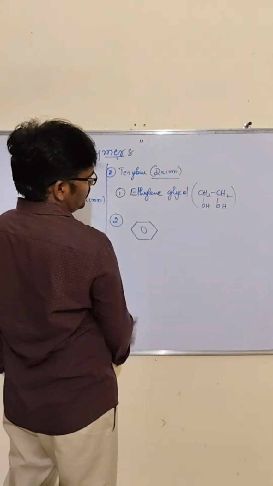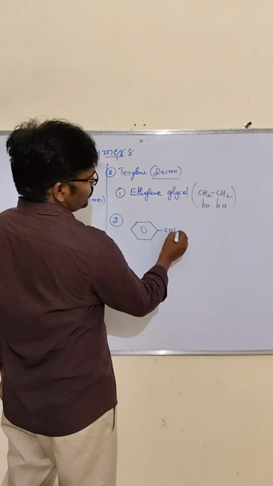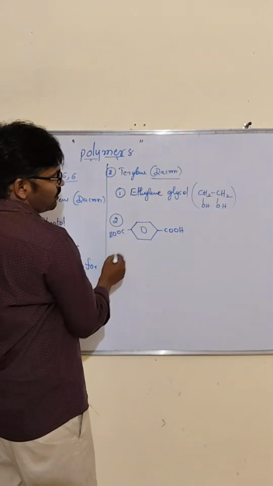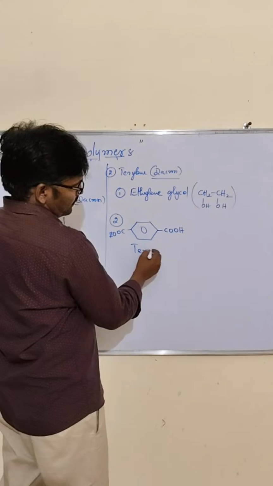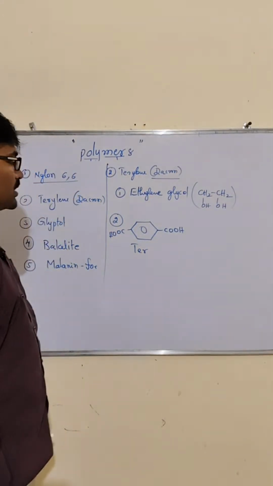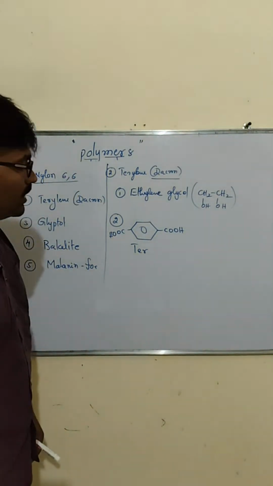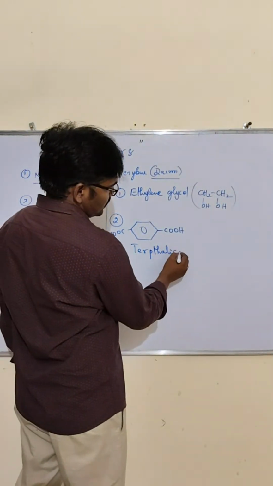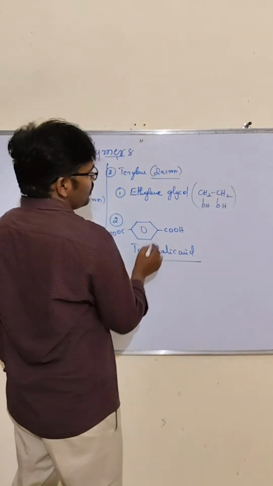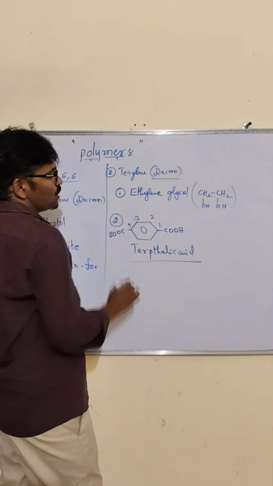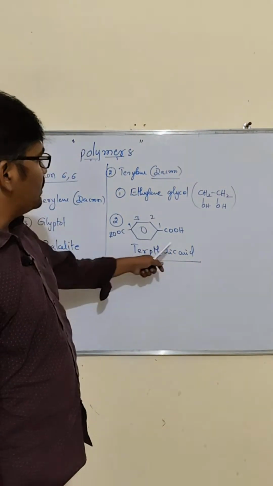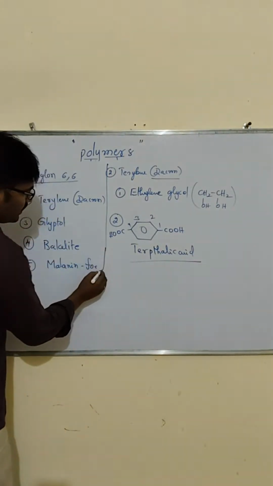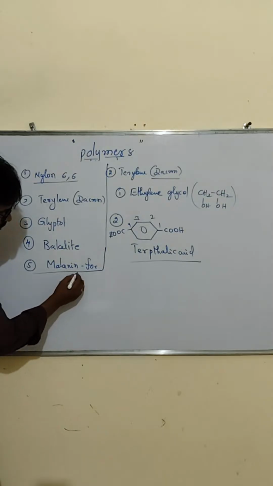What does terephthalic acid look like? Look at the 4th position: COOH, then bond COOH, so at the 1,4 position. A dicarboxylic acid attached to benzene at the 1,4 position, we call terephthalic acid. When these two connect with each other, then by the loss of H2O molecules, look at how it will be formed.